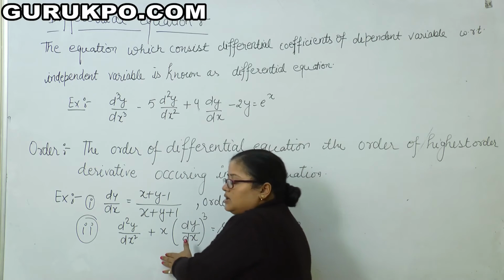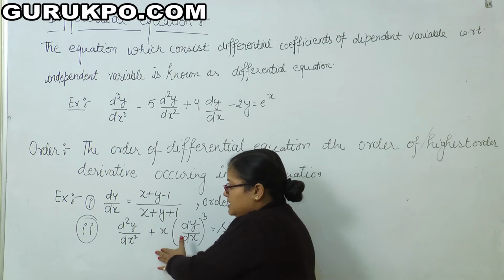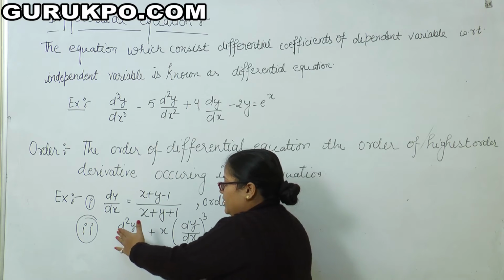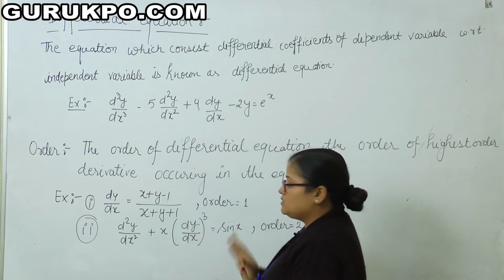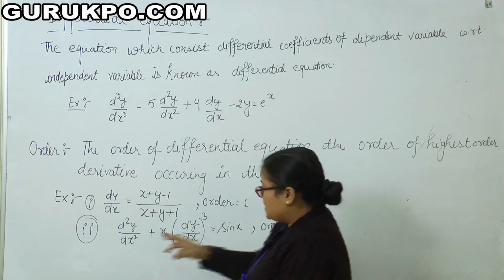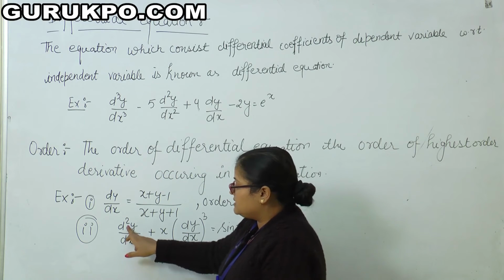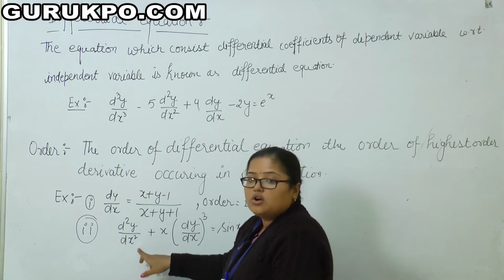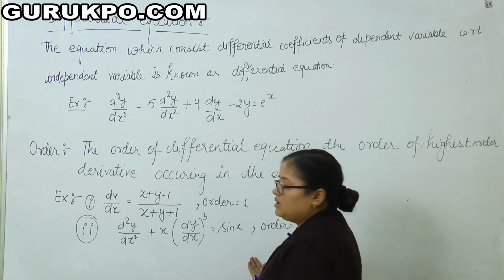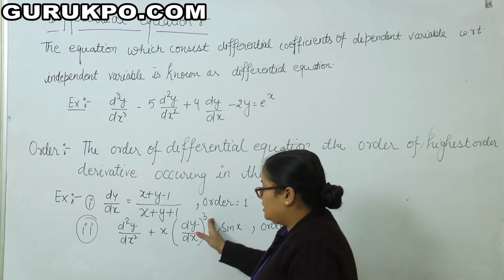Now, secondly, we come to the next equation. In this equation we have d square y by dx square plus x times dy by dx, whole cube, is equal to sin x. The order of the highest order derivative is what counts. So the order of this differential equation is 2, not 3.